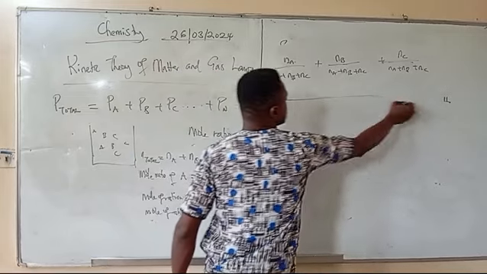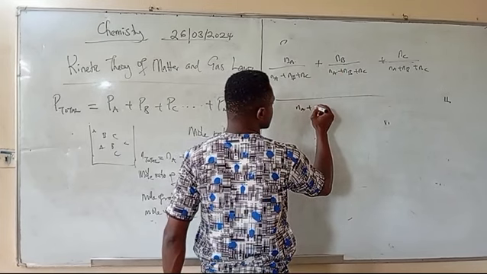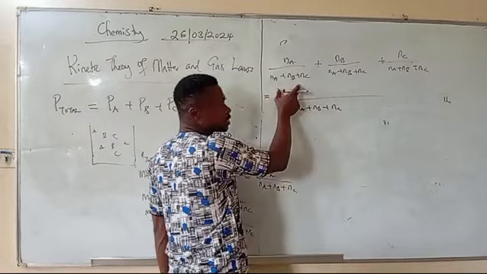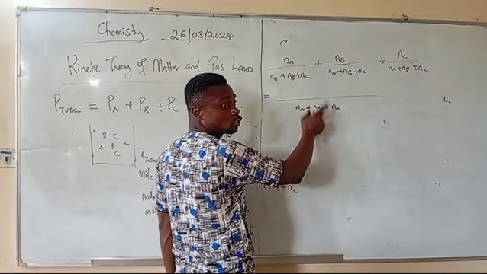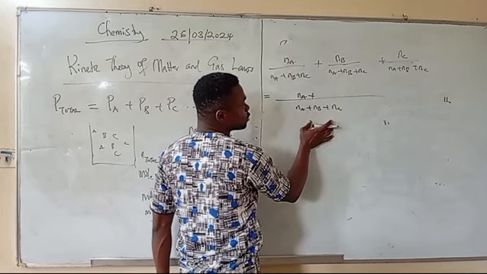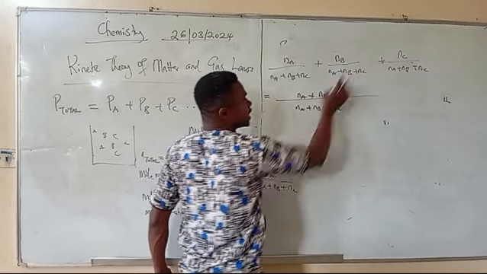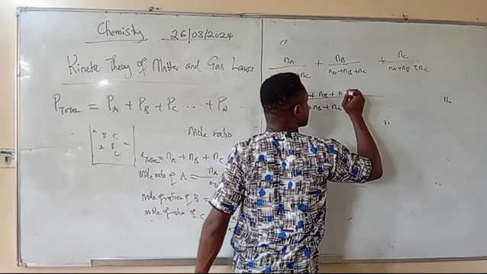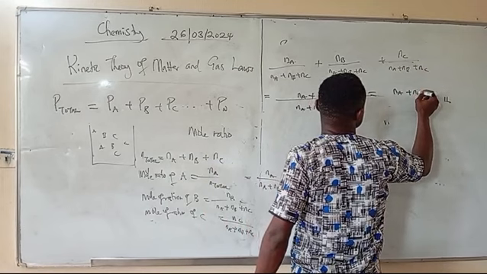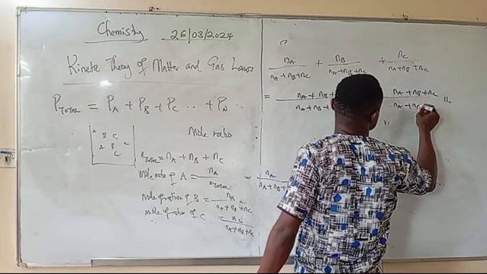This entire mole ratio, you added all of them, for the entire mixture, all the gases together. The sum for the individual gases is 1.